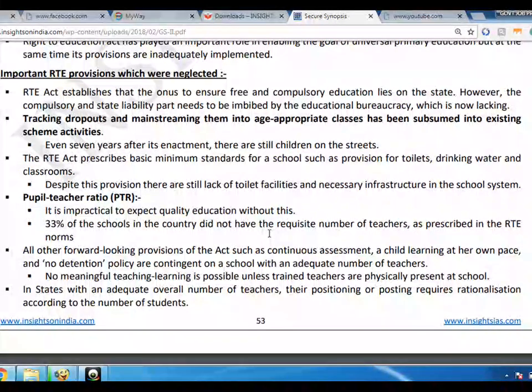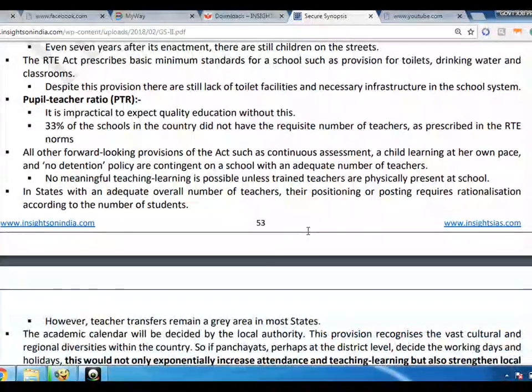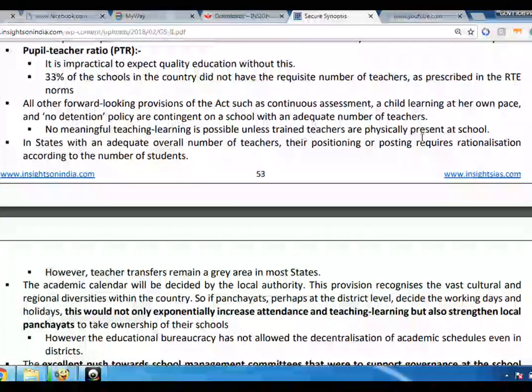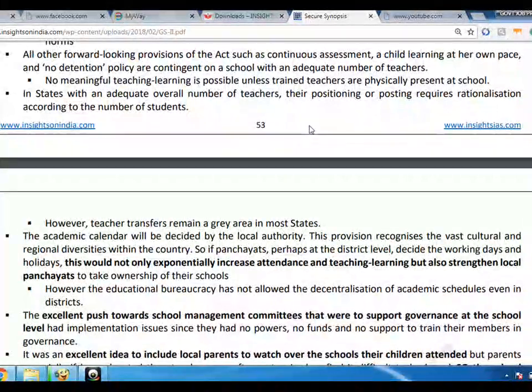Pupil-teacher ratio (PTR). It is impractical to expect quality education without this. 33% of the schools in the country did not have the requisite number of teachers, as prescribed in the RTE norms. All other forward-looking provisions of the Act, such as continuous assessment, the child learning at her own pace, and no detention policy, are contingent on a school with an adequate number of teachers. No meaningful teaching learning is possible unless trained teachers are physically present at school.